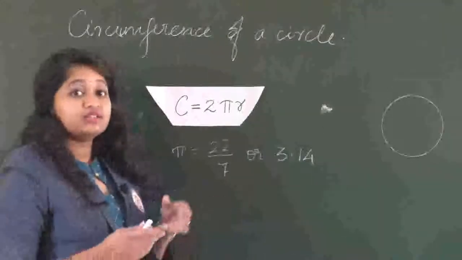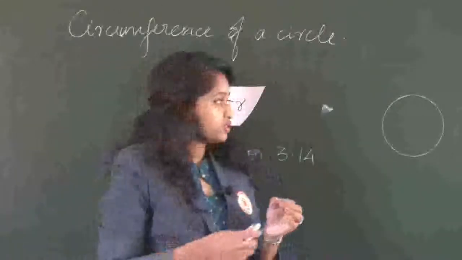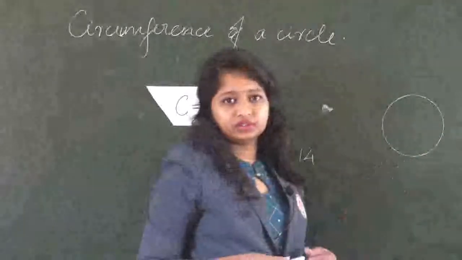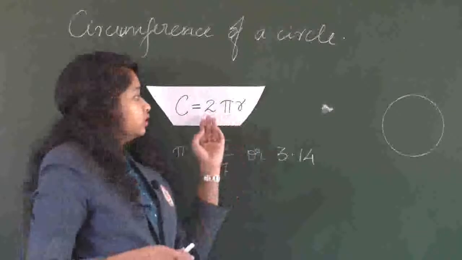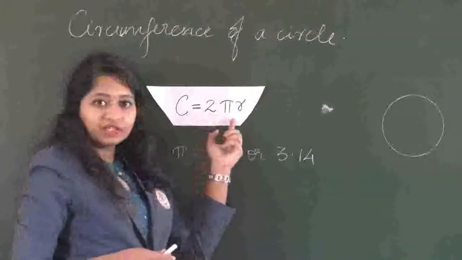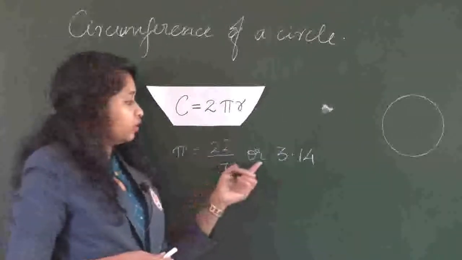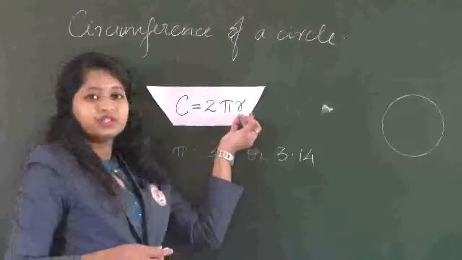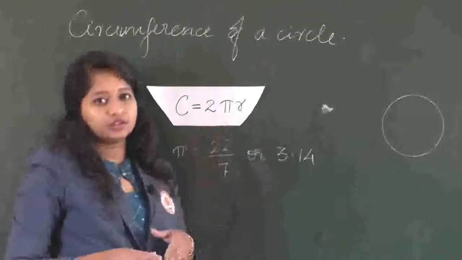Next, let us see the circumference of a circle. Okay. The circumference is the boundary of the circle. So, circumference formula is 2 into pi into r. This is called as pi, and the value of pi is 22 by 7 or 3.14. So, if you know the radius or the diameter, you can find the circumference.